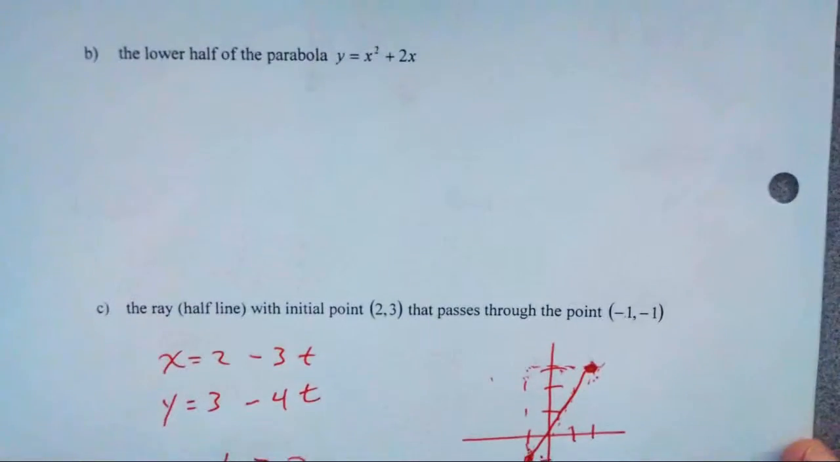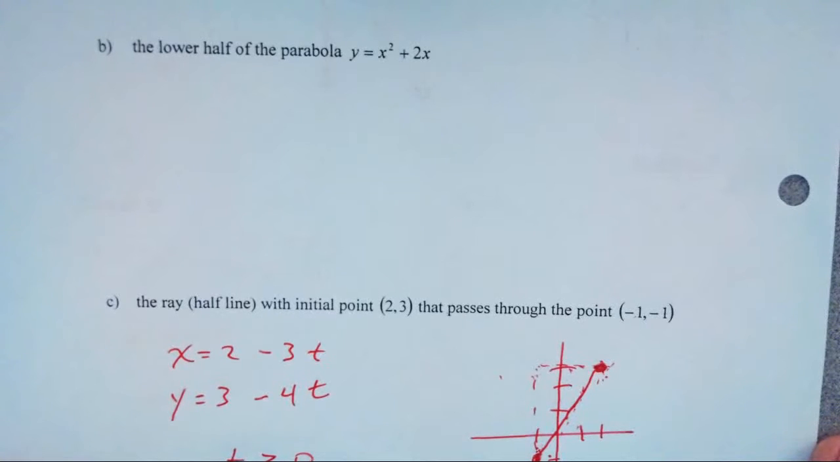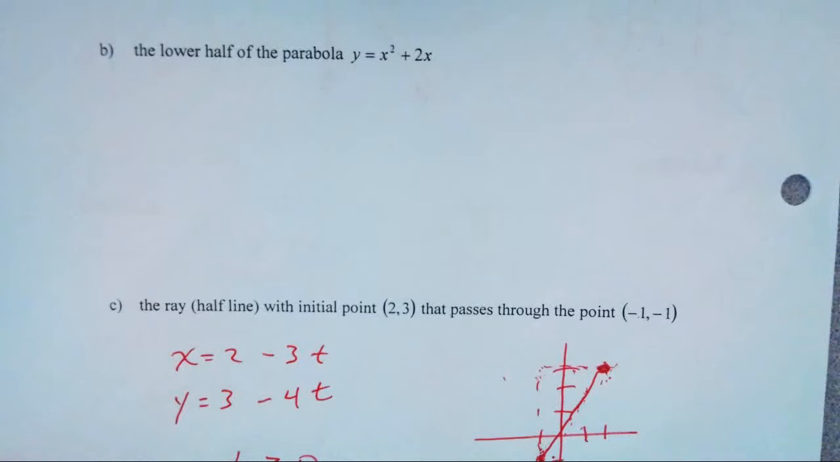Okay. All right. Let me see hands if you can tell me why this question makes no sense. We're supposed to find the parametrization of the lower half of the parabola y equals x squared plus 2x. Matt? X squared parabolas, there is no lower half. Yeah. X squared, very good, very good.